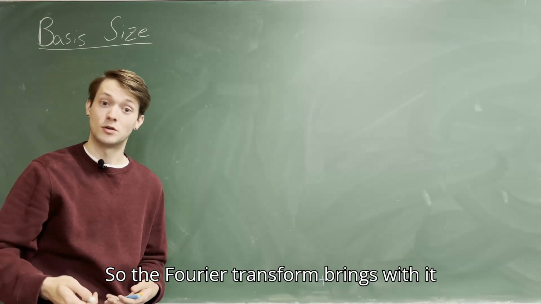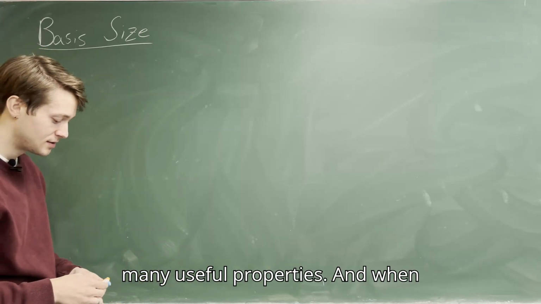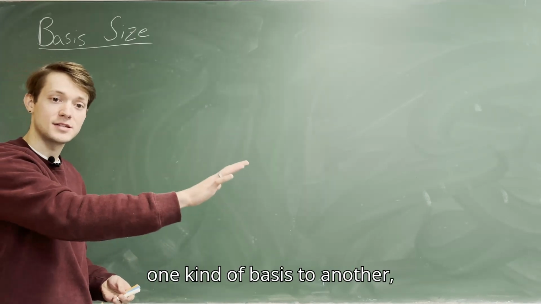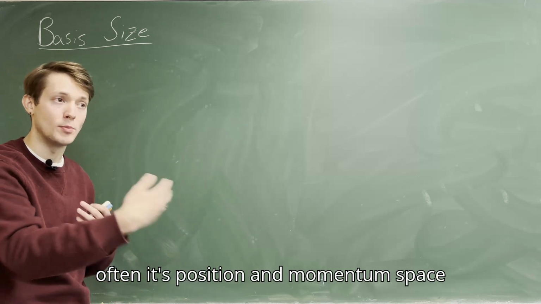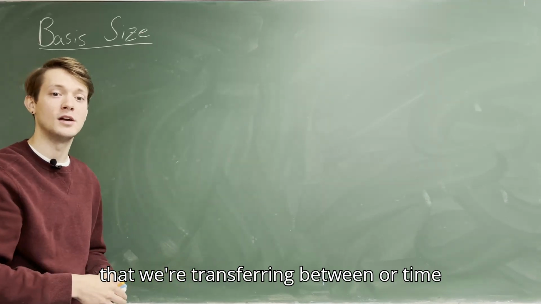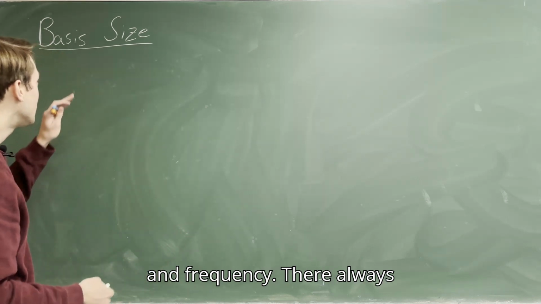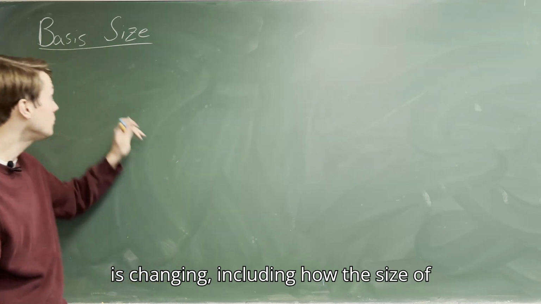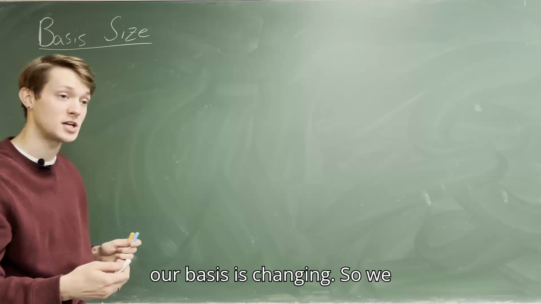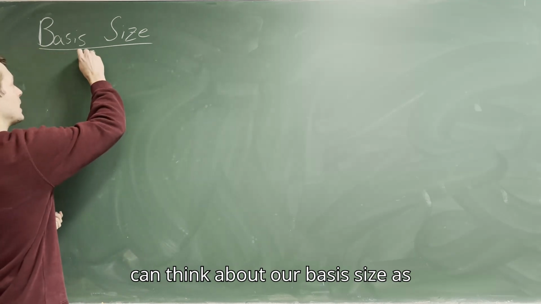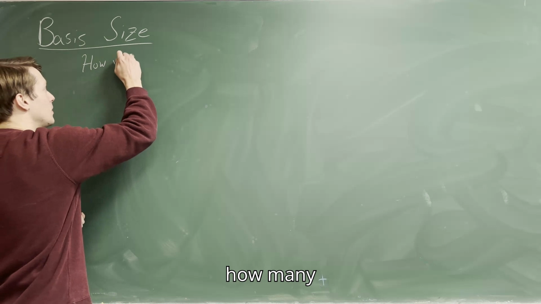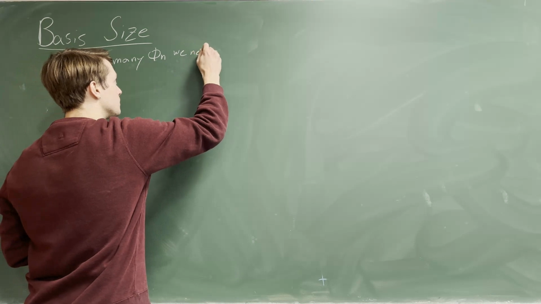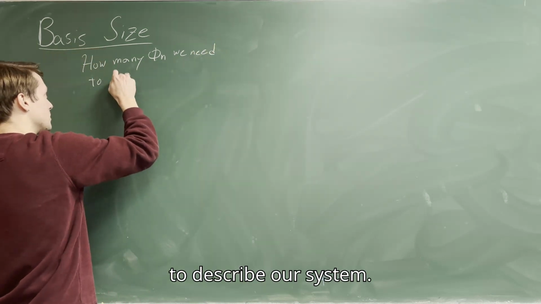So the Fourier transform brings with it many useful properties. And when we use the Fourier transform to go from one kind of basis to another, often it's position and momentum space that we're transferring between, or time and frequency, there always is the lurking question of how our basis is changing, including how the size of our basis is changing. So we can think about our basis size as how many phi n we need to describe our system.